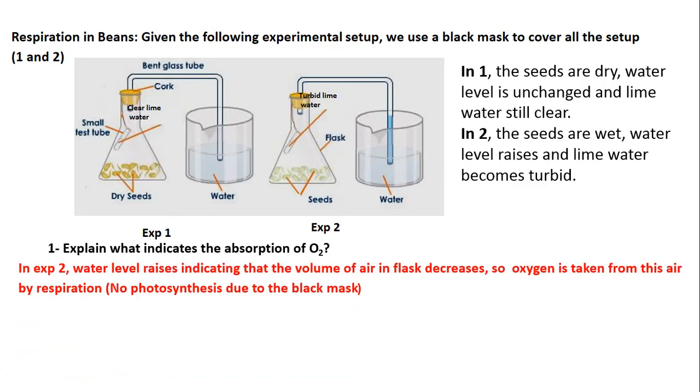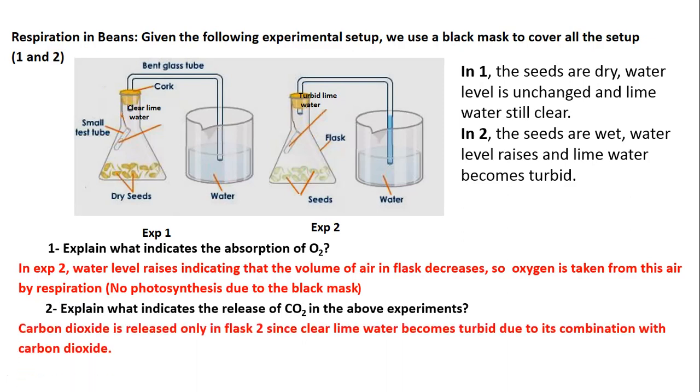In experiment 2, the water level rises, indicating that the volume of air in the flask decreases, so oxygen is taken from this air by respiration because there is no photosynthesis due to the black mask. The black mask prevents plants or seeds from making photosynthesis. Explain what indicates the release of CO2 in the above experiment. In fact, carbon dioxide is released only in flask 2 since clear lime water becomes turbid due to its combination with carbon dioxide.